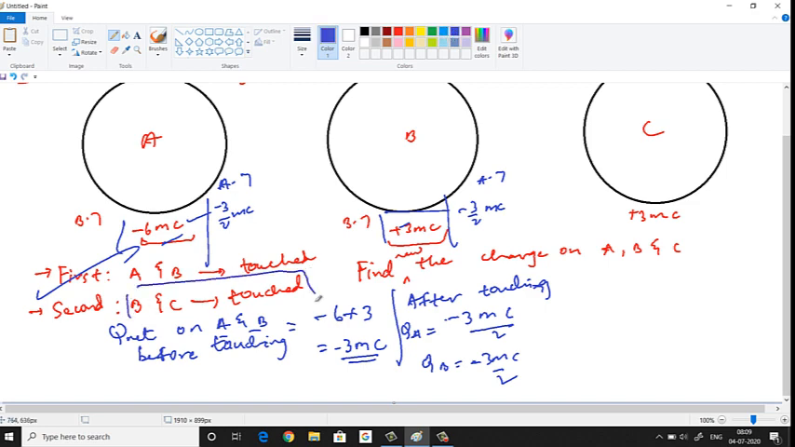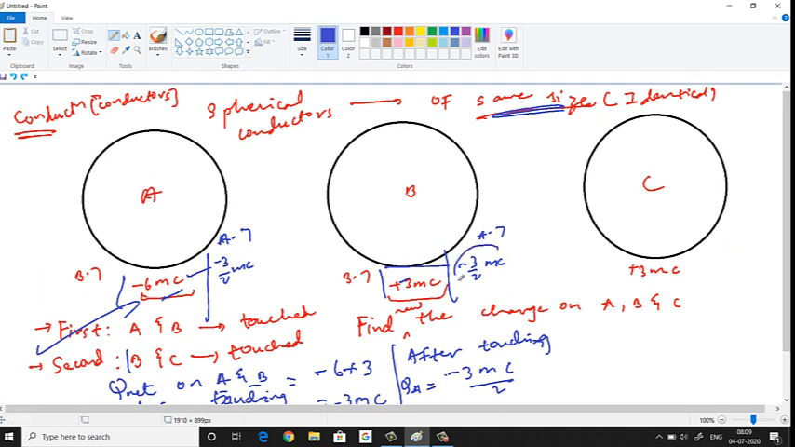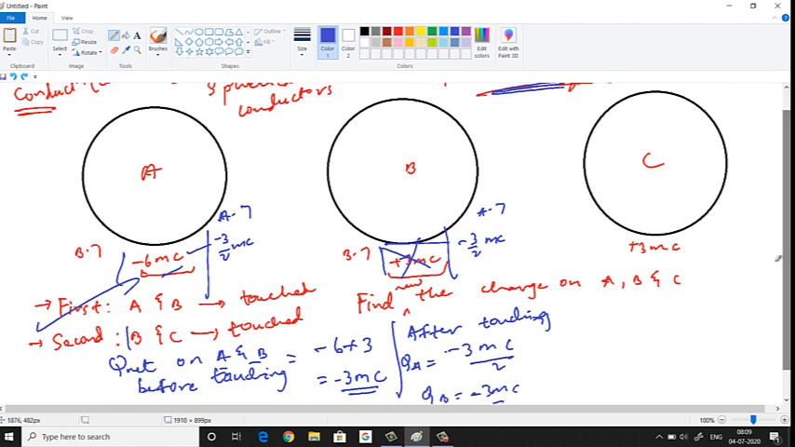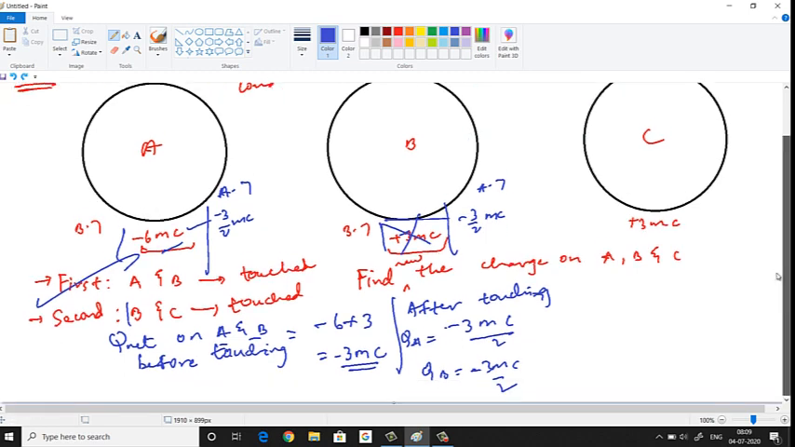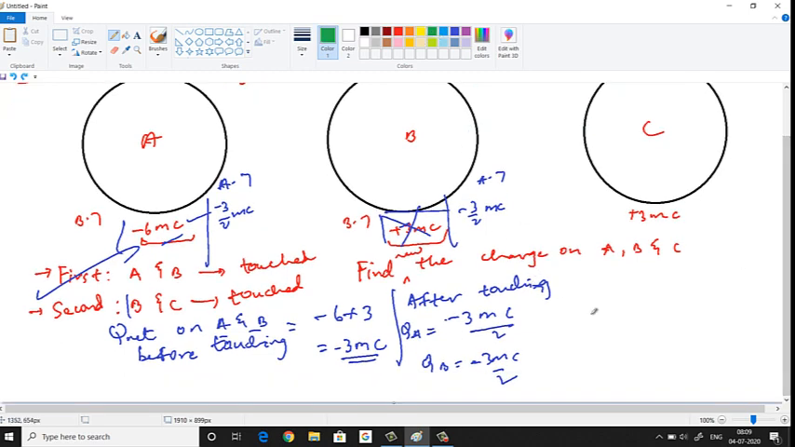Now B and C are touched. Now, what is the new charge on B? The new charge on B is minus 3 by 2. This you have to forget about. Why? Because after touching A, the new charge on B, how much we are getting? Minus 3 by 2. Okay. Now, if B and C are touched. Alright, let me just write that with green color. Now, before touching, so BT I am writing for B and C. Before touching on B and C, what is the net charge?